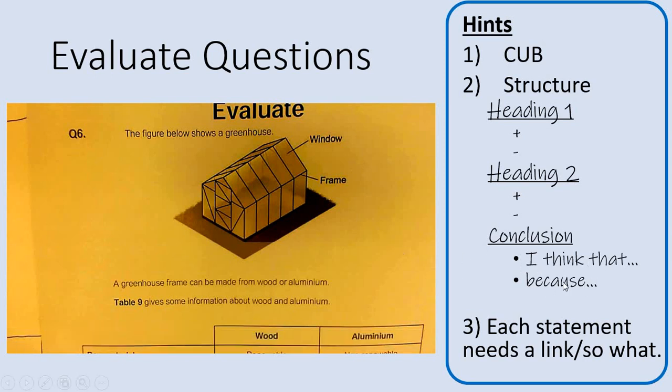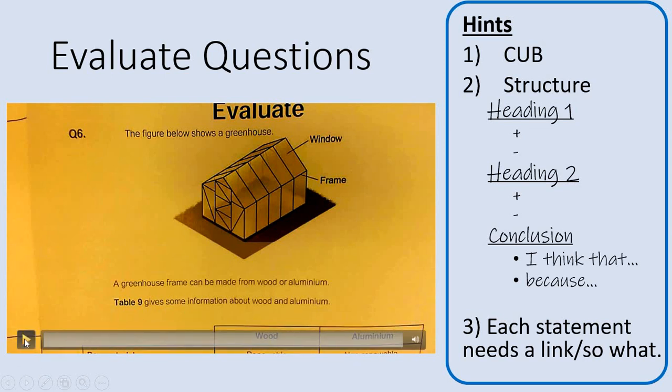I think that because. Now what I'd always recommend here is having for each heading a positive and a negative for each thing. The greenhouse frame can be made from wood or aluminium, and the question asks you to evaluate wood or aluminium. So one heading is going to be wood, one aluminium, a positive about each, a negative about each, and then a conclusion, I think that because. So let's see.